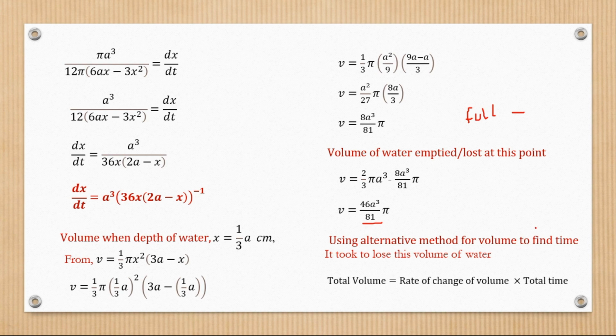So remember, total volume is equal to rate of change of volume times total time. So plug that in. I know the rate of change of volume, we've already found it, and I know the total volume of water that was lost. So I'll have 46a³ over 81, multiplied with π, equals dV/dt, which is πa³ over 36, times t. Now I want to find the time it took to lose that amount of water. So cross multiply this, and I'll make t the subject.